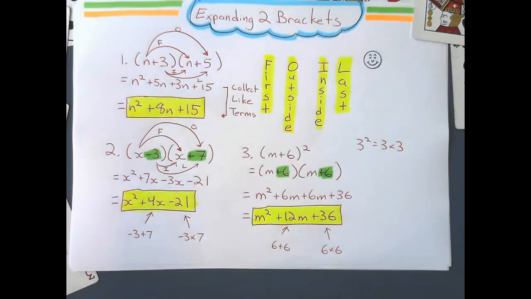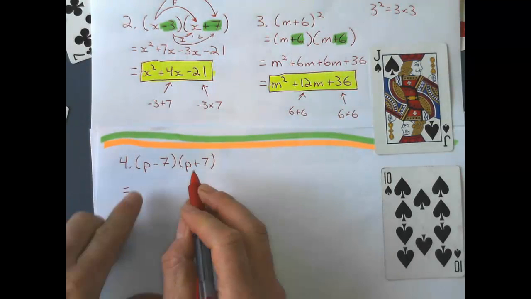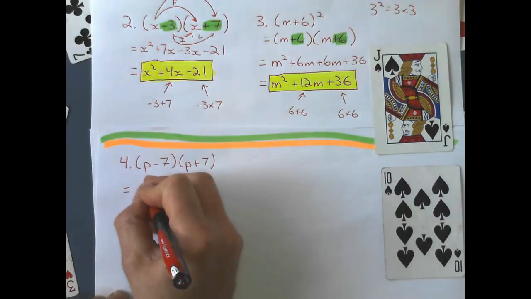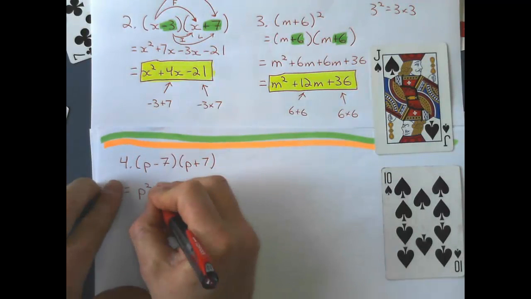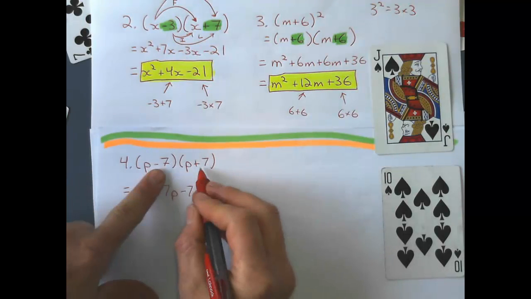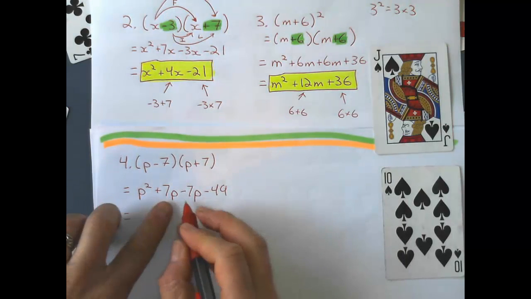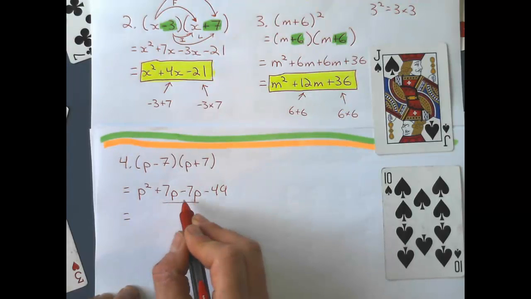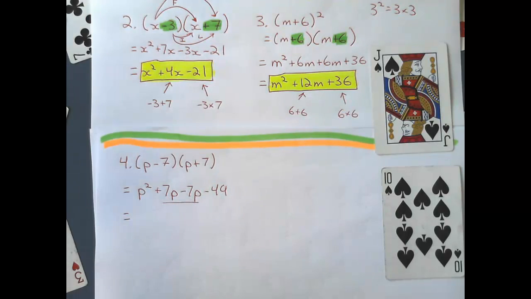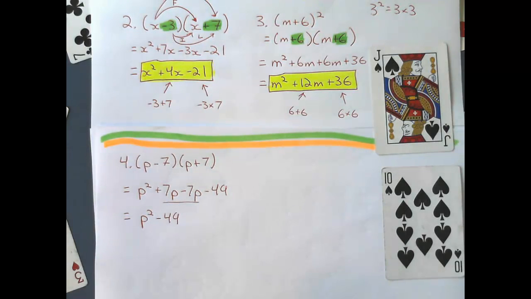Okay, let's look at a couple more examples, and then we'll be good. One more. Same thing here, but something different happened. So first, p squared, outside, 7p, inside, negative 7p, and the last, negative 7 times 7 is negative 49. And what happens here, when I combine these two terms, 7p minus 7p turns to 0. So that middle term gets canceled out, and I'm just left with an expression that has no middle term, just p squared minus 49.